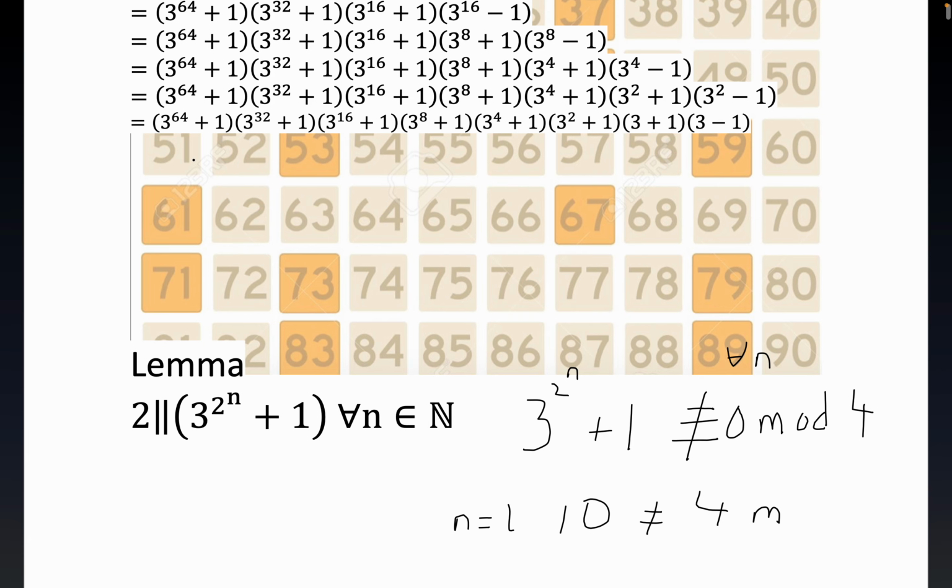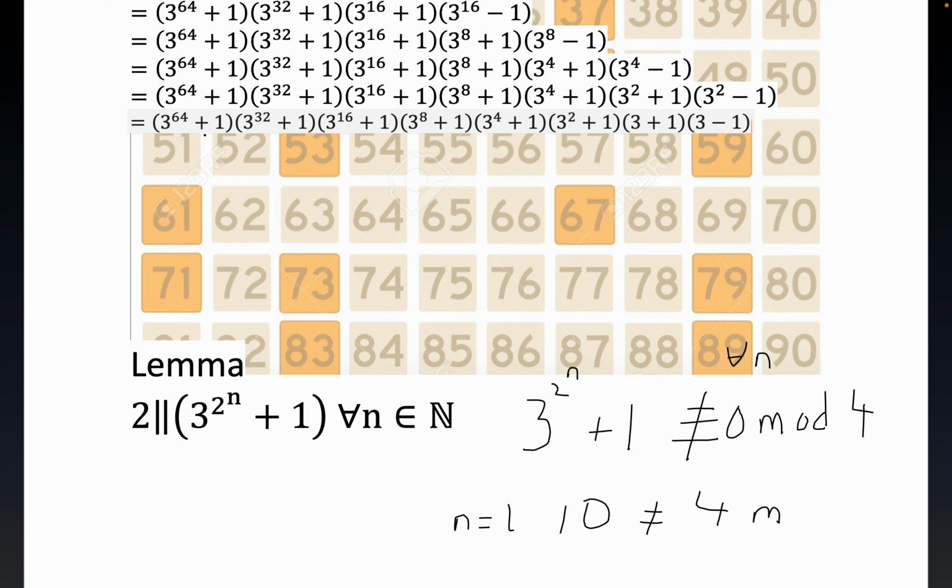Well, notice all of these, 64, 32, 16, 8, and all the way across, are in the form 3 to the 2 raised to the n. These are all powers of 2, right? So it's just a counting exercise. Look, we have 2 divides this exactly, 2 divides this exactly, all the way across.